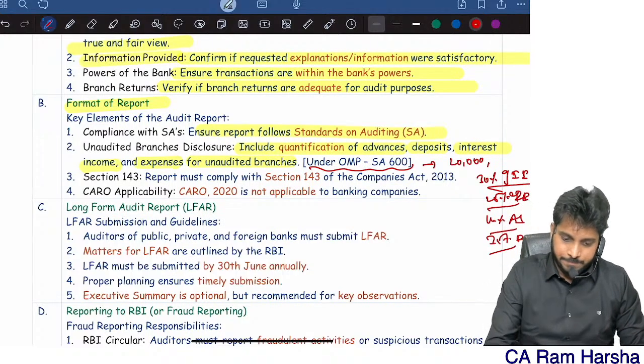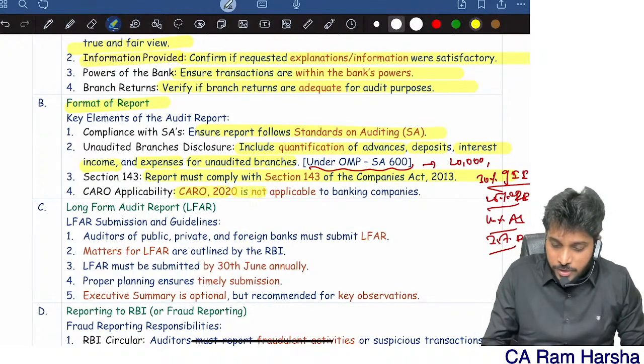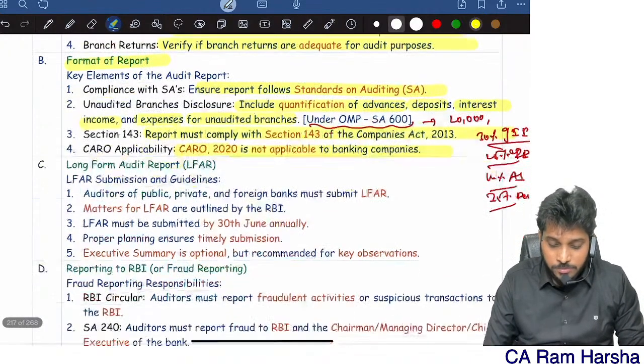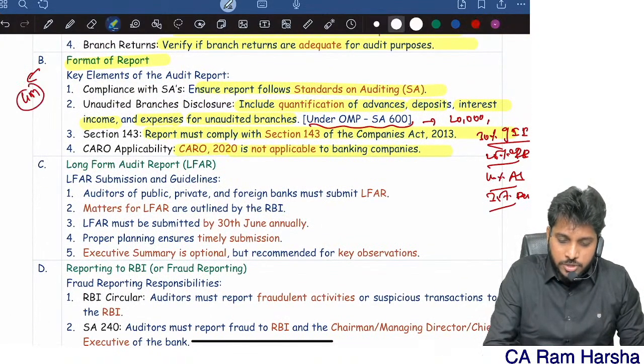Then the report must comply with section 143, and CARO is not applicable for a banking company. Be careful. So the format of audit report itself can be asked as a 4 marks question. Be careful.